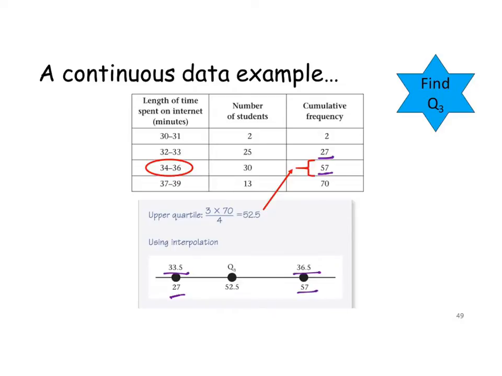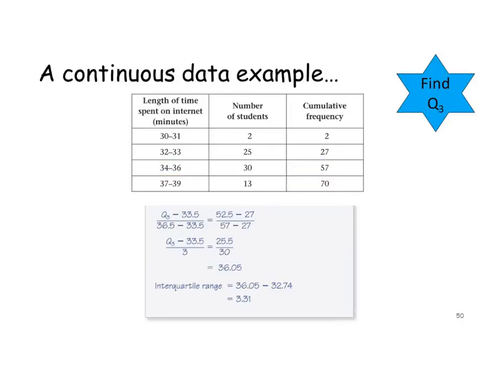Now let's do the equation. A divided by B equals C divided by D. And here are the numbers. Again, perhaps you'd like to pause to take a careful look at the numbers. And we see that Q3 is 36.05. Now remember, we wanted to find the interquartile range, so we have Q3 minus Q1, 36.05 minus 32.74 is 3.31. So our interquartile range is 3.31.